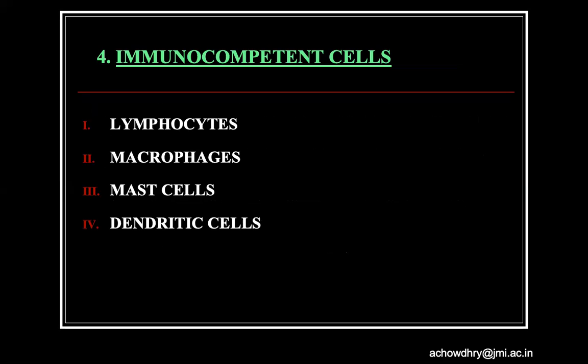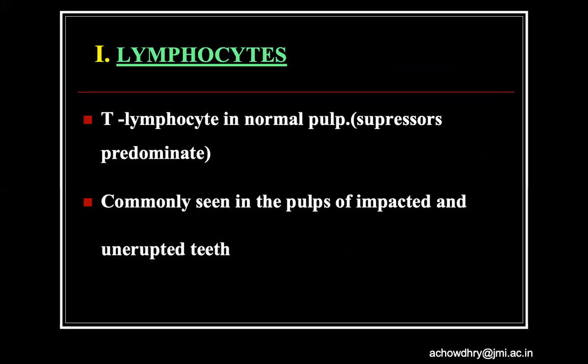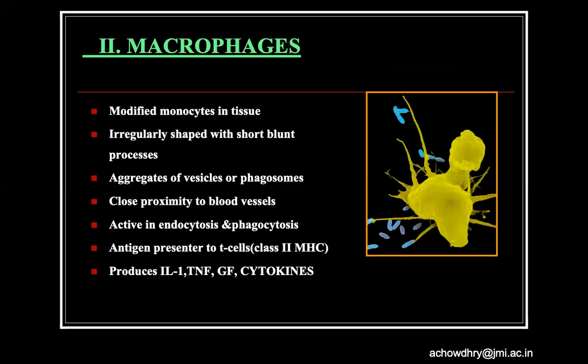Then comes the immunocompetent cells. Each of them, at least learn minimum basics about it because they are asked very often. So: lymphocytes, macrophages, mast cells, dendritic cells. Lymphocytes are present in the normal pulp and are also seen in the pulp of the impacted and the unerupted tooth. Macrophages are modified monocytes. They produce interleukin 1, tumor necrosis factors, then cytokines. These are very, very important cells, again present next to the blood vessels. They are aggregates of vesicles or phagosomes. Now this is a little technical. What exactly happens here is that their location is for production of APCs. They are present as MHC class 2 antigen.